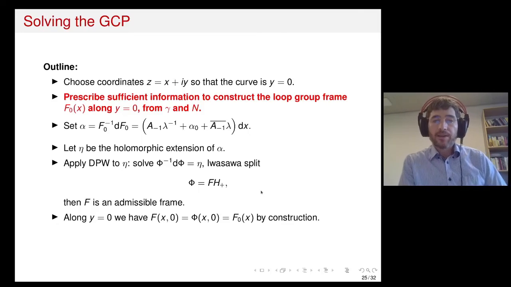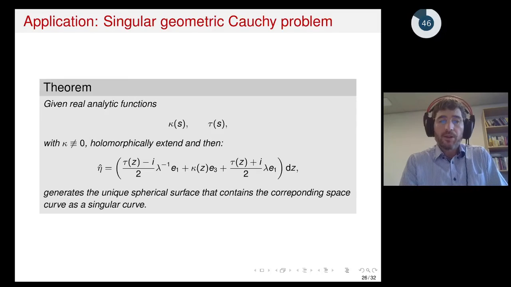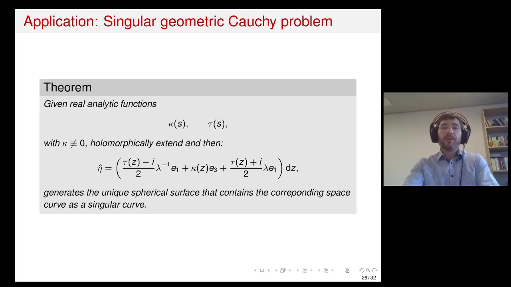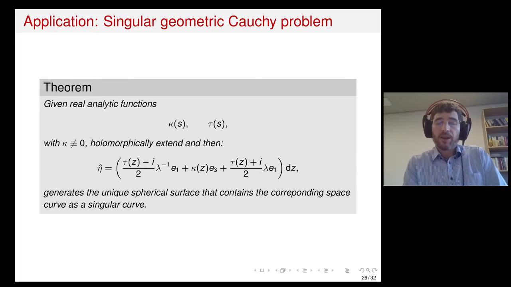And that means that f, this is the solution that we've constructed, will be equal to f0 along the original curve. So we have solved our geometric problem. So here's just one example of the kind of things you can do with this. I was talking about singularities earlier. We can construct a surface with a prescribed singular curve using this method.